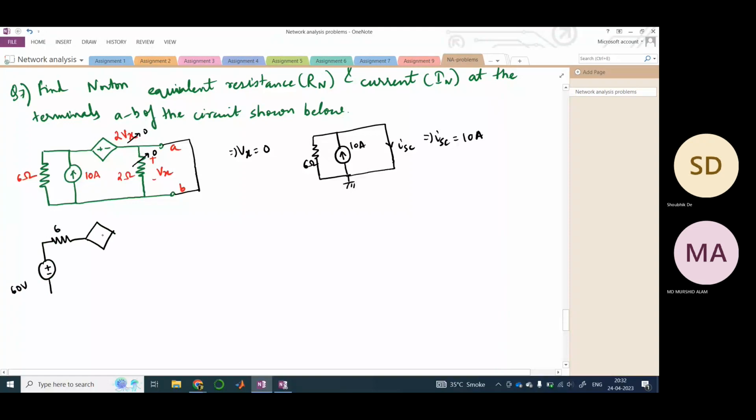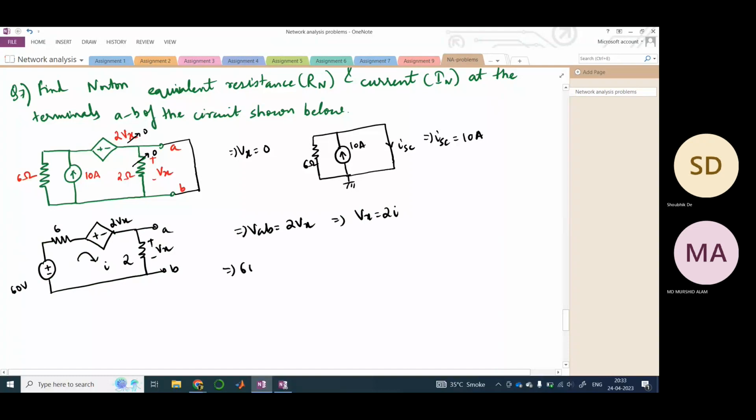This is 2 Vx. This is the resistance, right? And this is AB, right? This is 2, this is plus minus Vx. So let us say that this is the current that is flowing through. This is I. So VAB is nothing but 2 Vx, and Vx is 2I, right?